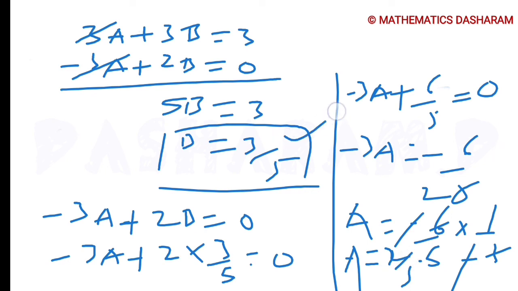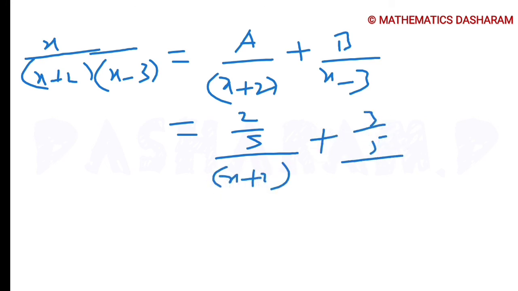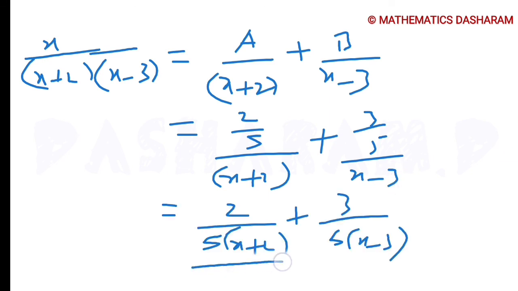Now substitute a and b values in equation 1. So a value is 2 by 5 and b value is 3 by 5. So a value 2 by 5 divided by x plus 2 plus b value 3 by 5 divided by x minus 3. So the answer is 2 by 5 into x plus 2 plus 3 by 5 into x minus 3. So finally the fraction is resolved into partial fractions.